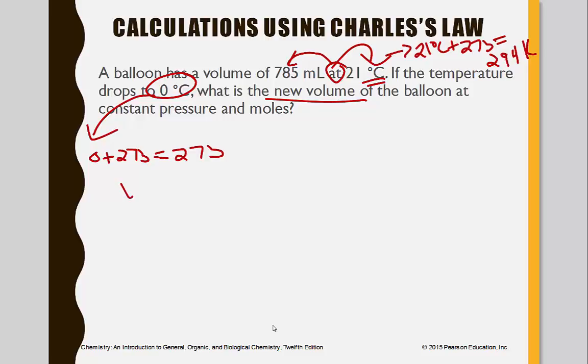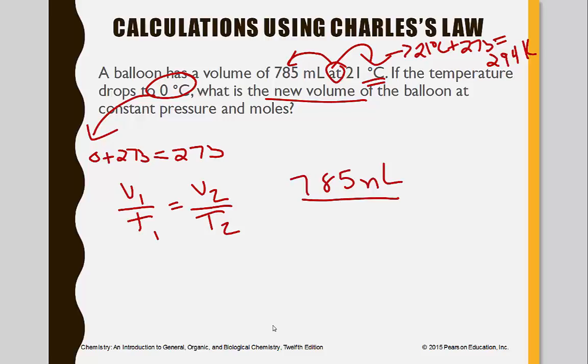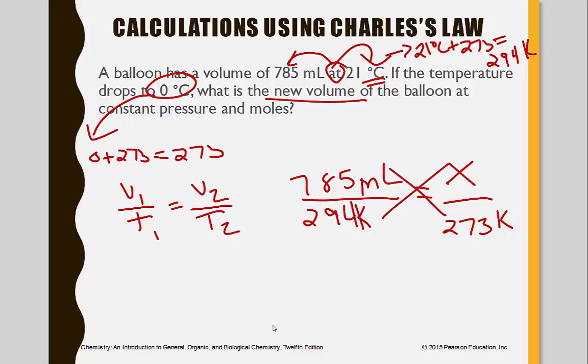So that's V1 over T1 is equal to V2 over T2. So the V1 is 785 milliliters. The T1 is 294 Kelvin. That is equal to V2, which is what I'm looking for, and T2 of 273 kelvins. Once you get this far, the easiest thing to do is just simply cross multiply and divide. So we're going to cross multiply these.